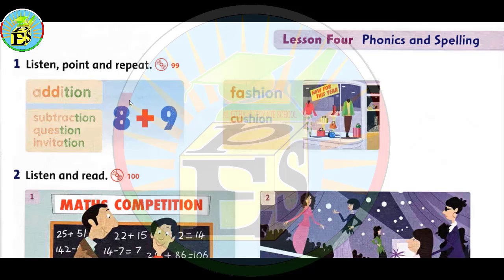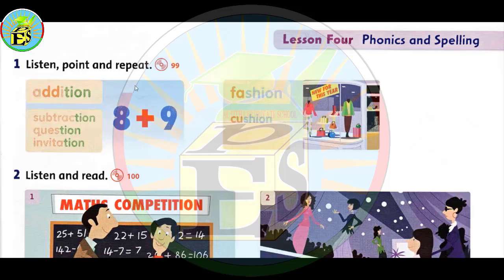T-I-O-N, we pronounce these four letters as shin. Addition, subtraction, question, invitation. Now let's move to the second group, and here we only have two words. Fashion, S-H-I-O-N. Cushion, S-H-I-O-N. So we have the same sound as in the first group, which is shin, but the spelling is different.